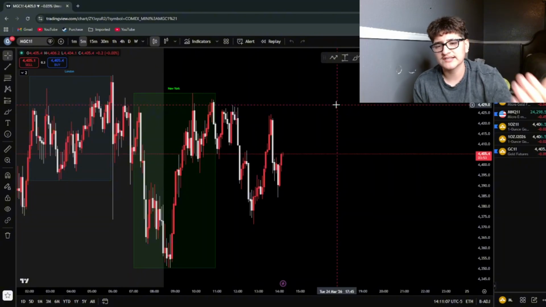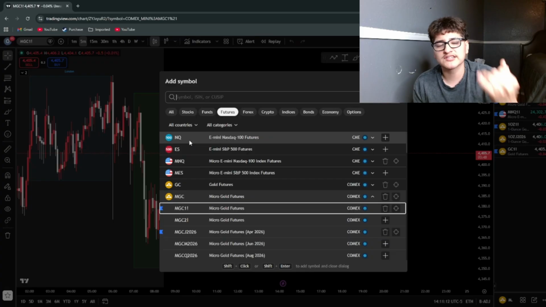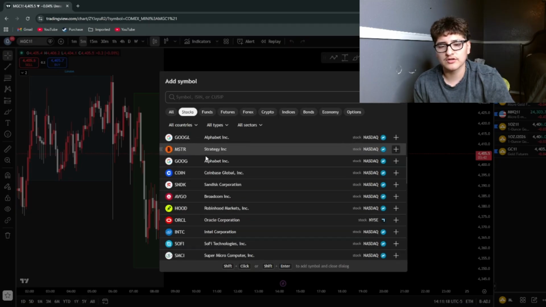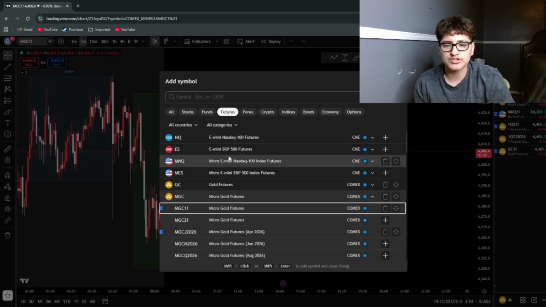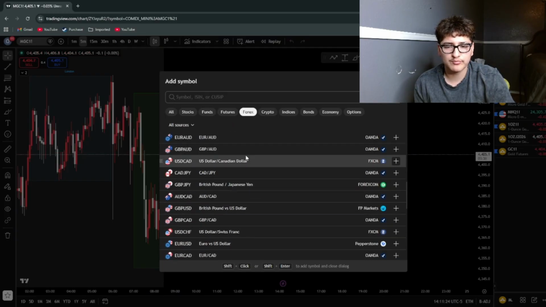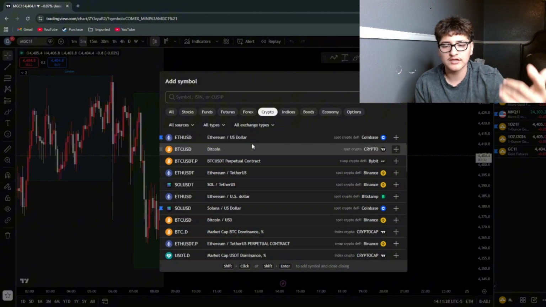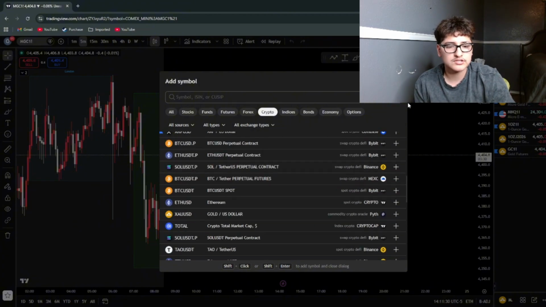So TradingView, like I said, is where you're going to do your analysis. You can look at different pairs: stocks, futures, forex, crypto. You can just click on here. Here's all the stocks you can look for. For futures, you can look at these futures pairs. Forex has different pairs right here. Even crypto like Bitcoin, Ethereum, Solana, XRP, all of that. You can just look through there.